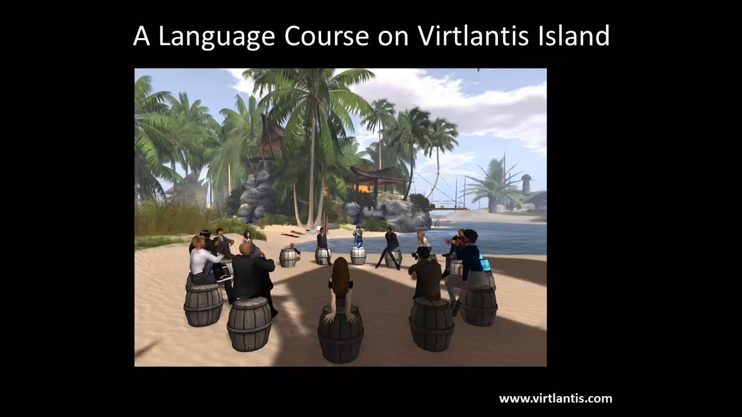Virtlantis Island is a good example for language training. It offers free language courses which take place in different areas, like the one on this slide, which was a session where newspaper clips were discussed in a relaxed round and atmosphere. People read and discussed news clips they received on note cards, a situation which could be carried out in a traditional physical course in a similar way.